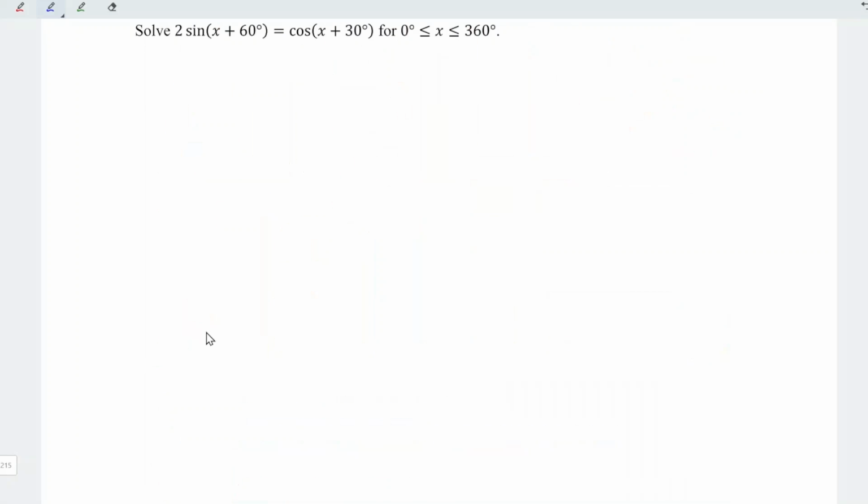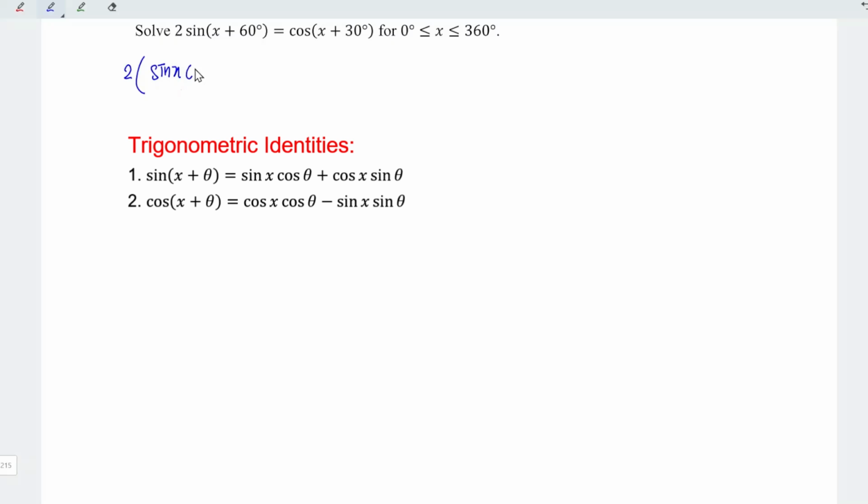Today, I would like to share how to solve this trigonometric equation. Firstly, let's apply the trigonometric identity. We have 2 times (sine x times cos 60 degree plus cos x times sine 60 degree) is equal to cos x cos 30 degree minus sine x sine 30 degree.